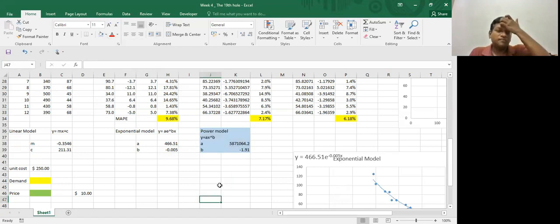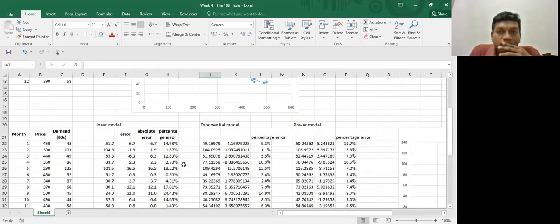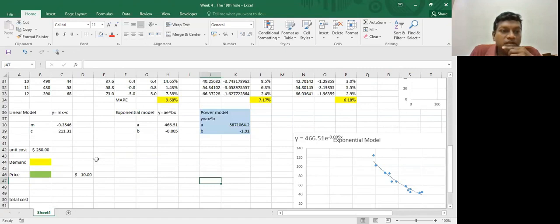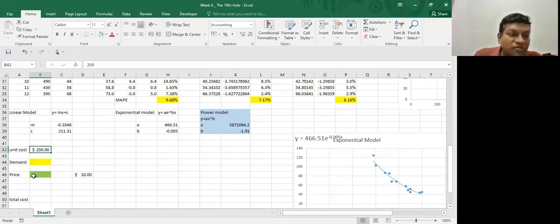We choose a power model. So let us say unit cost is 250. If the unit cost is 250, it is unlikely that we will sell it for less than the unit cost. So you will sell it for something larger. Let's say the price is going to be 260.